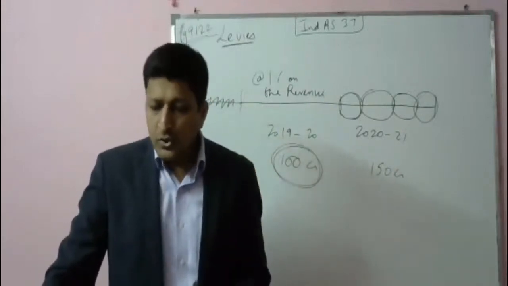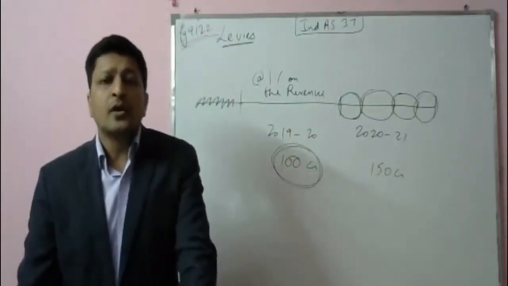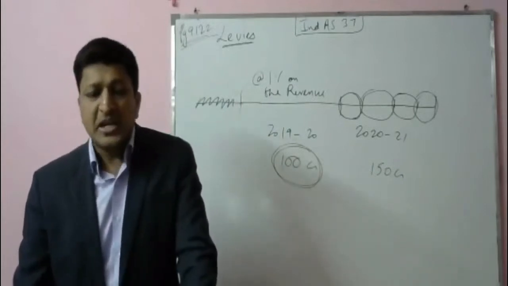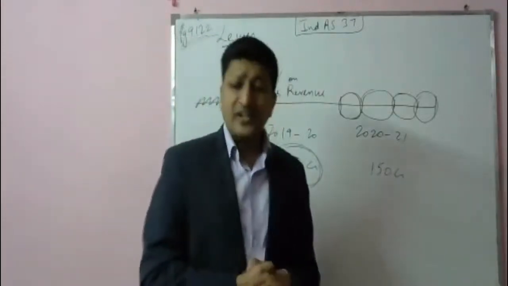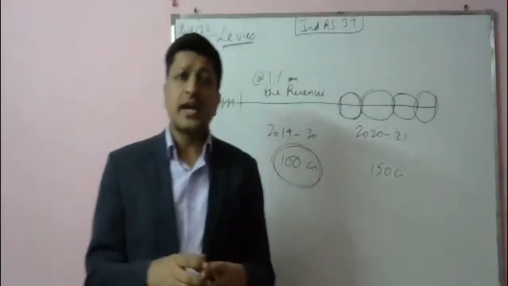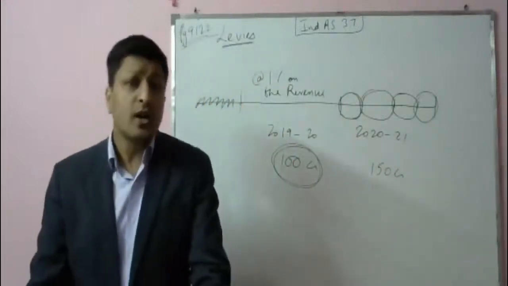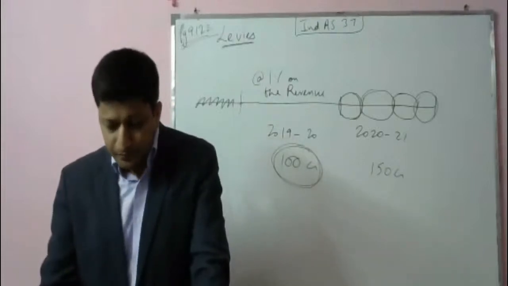So without getting into too much detail around this, now we will move on to the closure of the standard, which can be best done with the help of differences. So we are done with Ind AS 37 now, and I understand that you have an understanding of Indian GAAP. So now it's over to you.